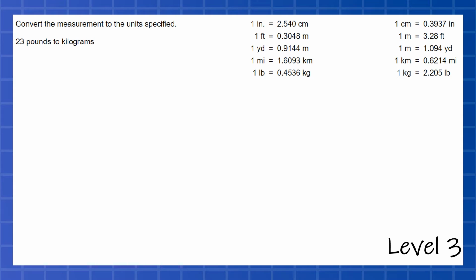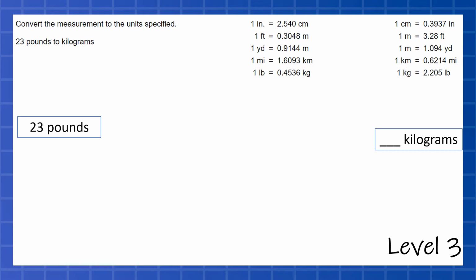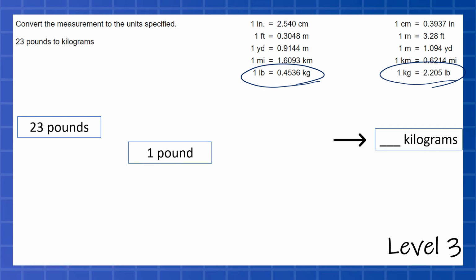Converting measurement, when we're talking about from metric to customary, we're going to want to use a conversion factor. So in this one, we've got a couple we can use. We're converting from 23 pounds to however many kilograms. Now, we have two conversion factors that connect pounds and kilograms. You could use either one. We just want to use whichever one makes sense for the situation. We just want to make sure that if we're going to convert to kilograms, that means we want to cancel out pounds.